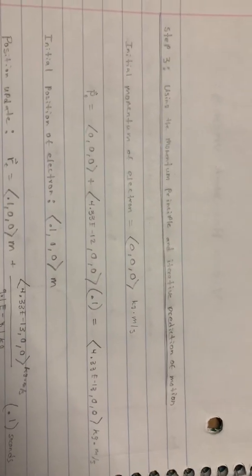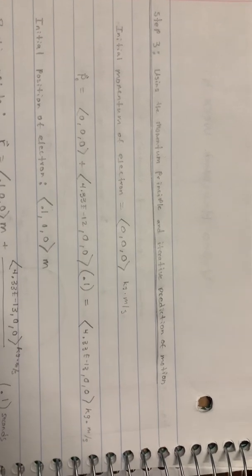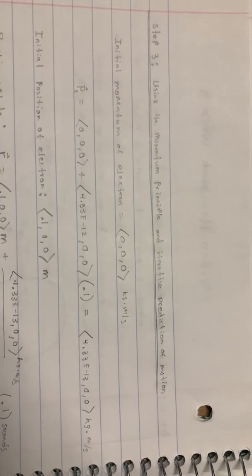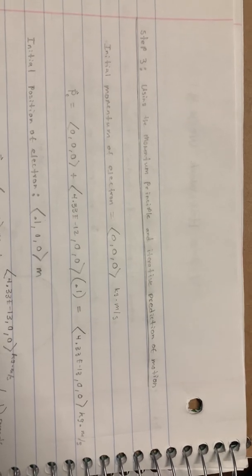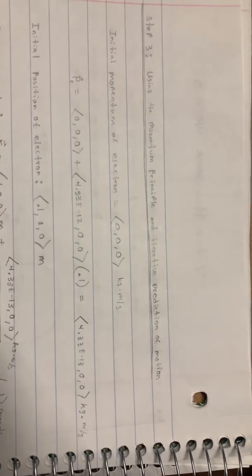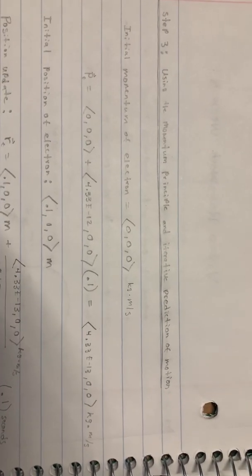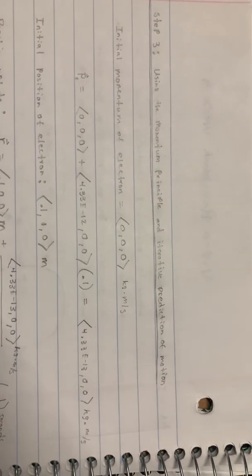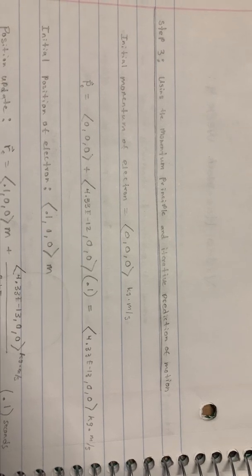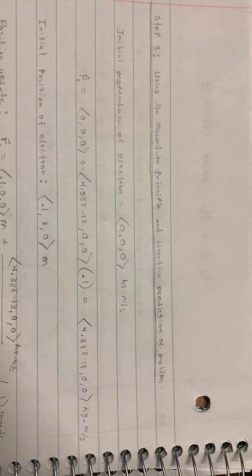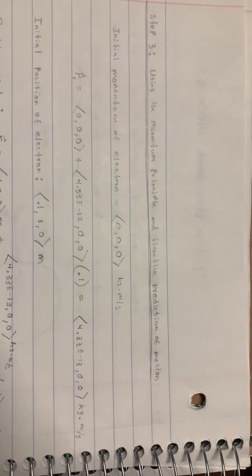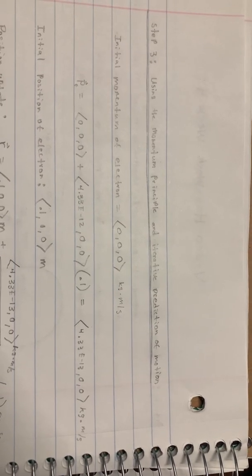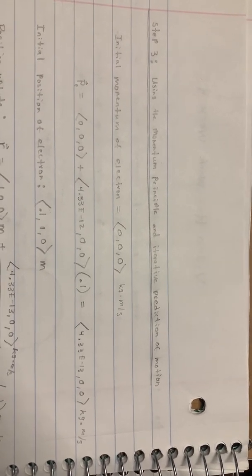So moving on, the first thing that we're going to do now that we have our force is use the momentum principle to find the new momentum of the electron 0.1 seconds later. And so how we do this is we're going to take the initial momentum, which is 0, and add it to the F that we just found, multiply it by the delta t, which is 0.1, and that gets us 4.33 e to the negative 13 kilograms times meters per second.